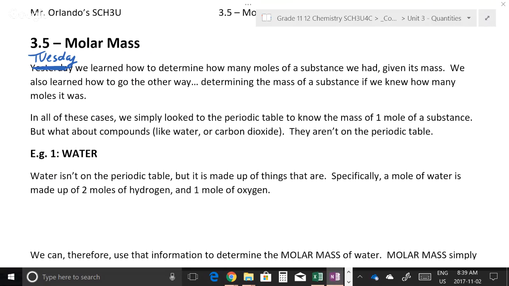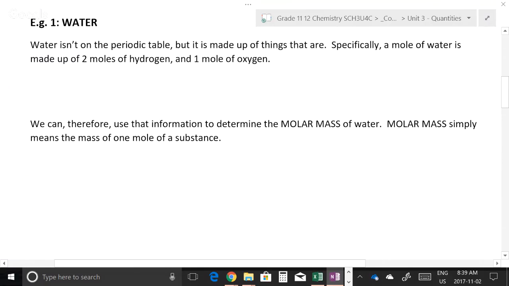But what do we do when we're talking not about an atom, not about an element, but about a compound? How much does a mole of that weigh? I want to look at the easiest example I can, which is water. So what is water? H2O. Good.